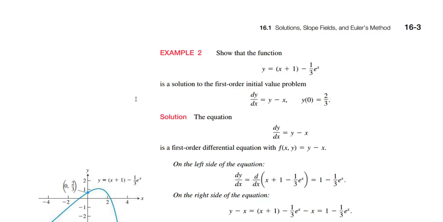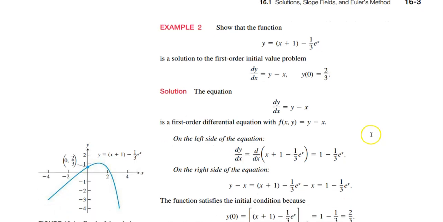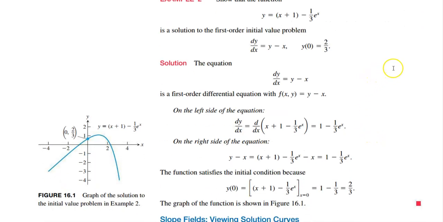On the left side of the equation, dy/dx equals d/dx of x plus 1 minus 1/3 e to the x, which equals 1 minus 1/3 e to the x. On the right side of the equation, y minus x, we sub in for y, and I've got x plus 1 minus 1/3 e to the x, and then minus x. Our x's clean up, and I'm left with 1 minus 1/3 e to the x, as I have on the left side.